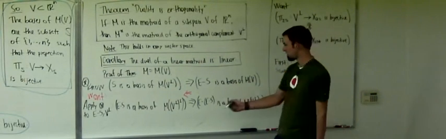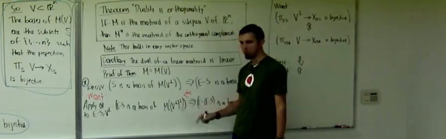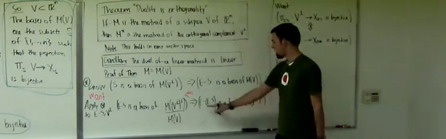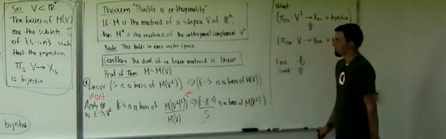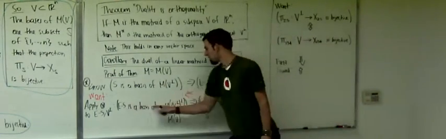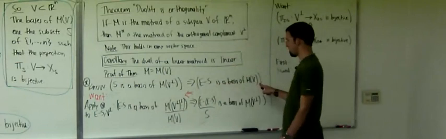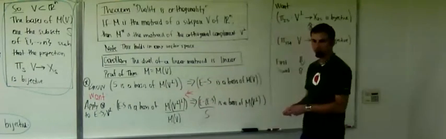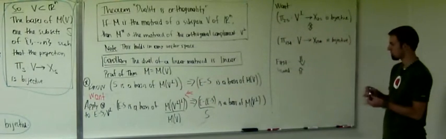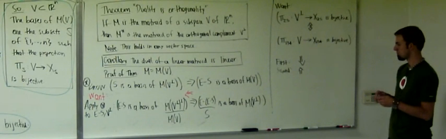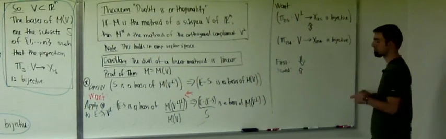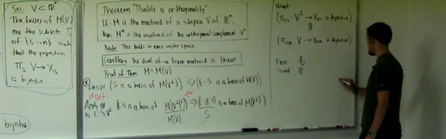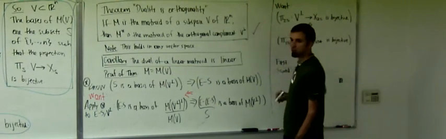But then we're lucky that V perp perp is V. So it's the sum of V. And E minus S is S. And so what I just showed is that E minus S is a basis of M of V implies S is a basis of M of V perp. Just that. And so I'm done. And I have proved my theorem.